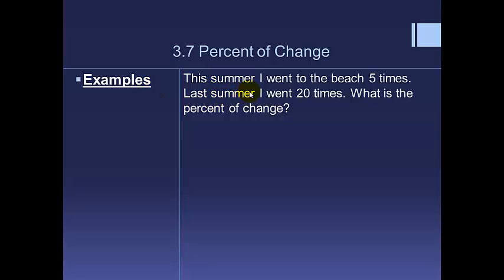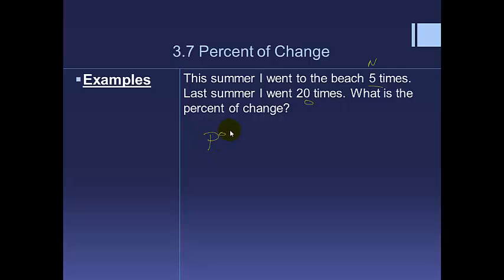So one of the hardest things for students to do is realize what was the new amount and what is the older one. So you really have to pay attention to the wording of the problem. It says, this summer, I went to the beach 5 times. So that would be my new amount. Okay. Last summer, this would be your old amount. Okay. What is the percent of change?